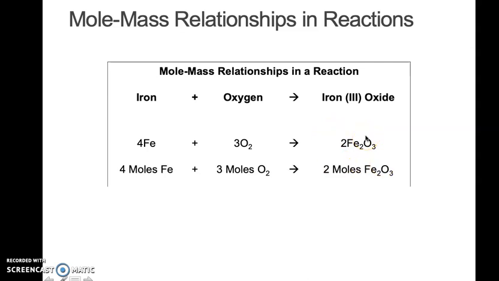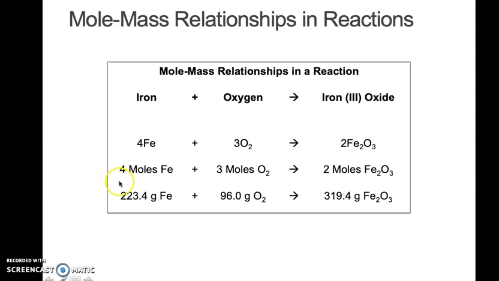Okay, we can convert that to amounts in grams. Okay, so 4 moles of iron is 223.4 grams of iron. So how did I get that? Well, I know the molar mass of iron. I multiply the molar mass of iron by 4 to get this. I know the molar mass of oxygen. I multiply the molar mass of oxygen times the moles we have, and I get this, and so on and so forth. I can do that with any equation, okay?